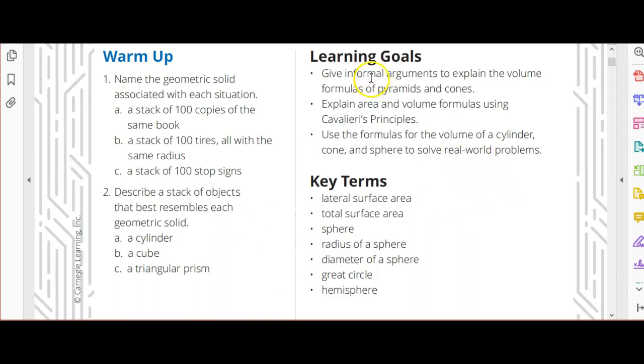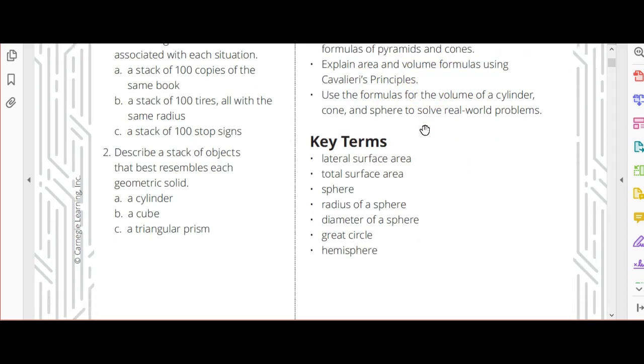Okay. Given formal arguments to explain the volume formulas of pyramids and cones, we're going to explain the area and volume formulas using Cavalieri's Principle again. And we're going to use the formulas for the volume of a cylinder, cone, and sphere to solve real-world problems.